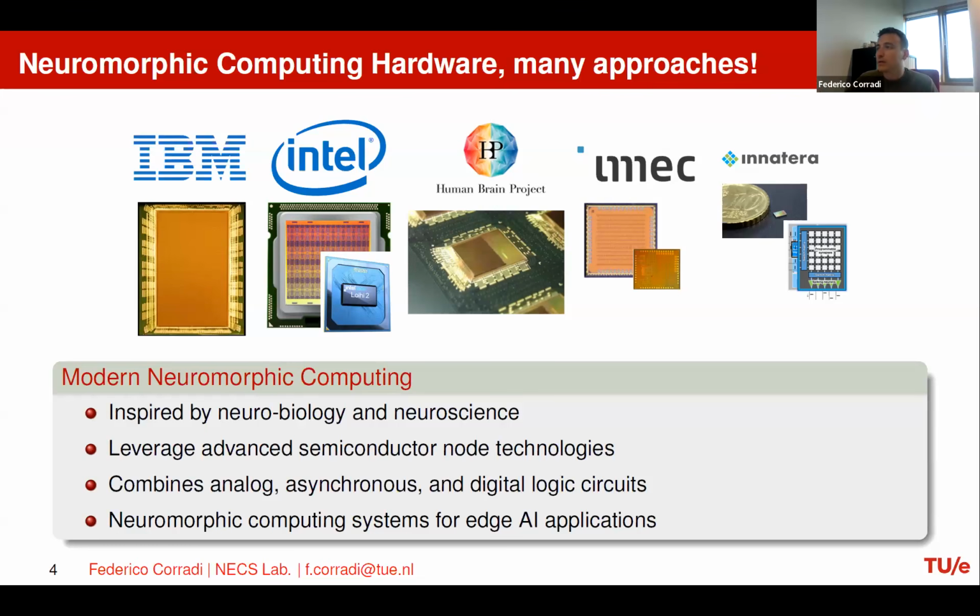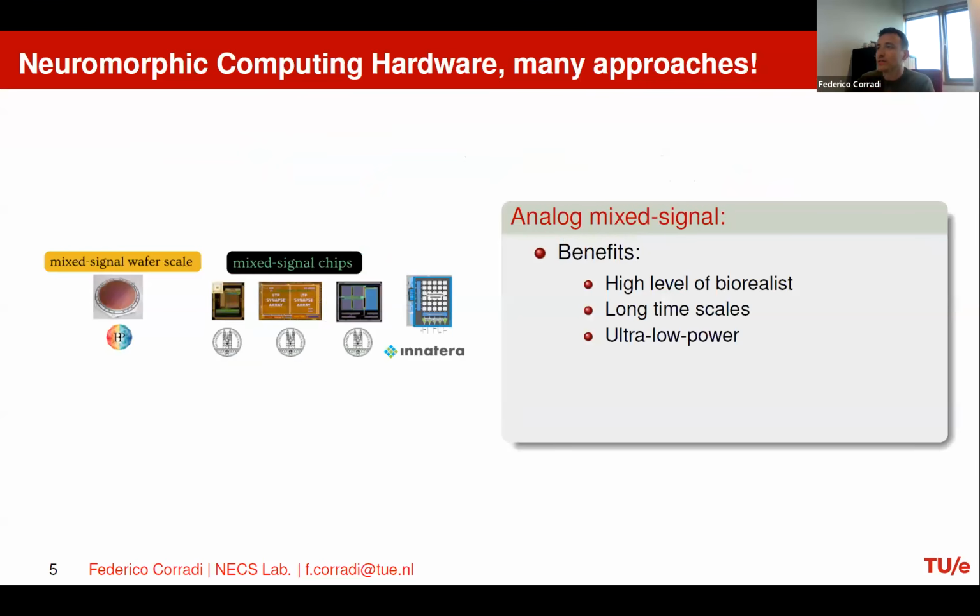Let's say, typically what we have seen so far in the past 20 years or so, we have seen different approaches. There is one approach, the one on analog and mixed-signal devices, that is mainly taken by the Human Brain Project with the BrainScaleS mixed-signal chip, and from the University of Zurich, Professor Giacomo Indiveri. For example, there is a startup, Innatera, that is working on mixed-signal analog chips for spiking neural networks. And these have the benefit that they can have a very high level of biorealism.